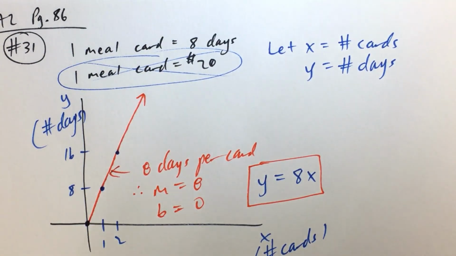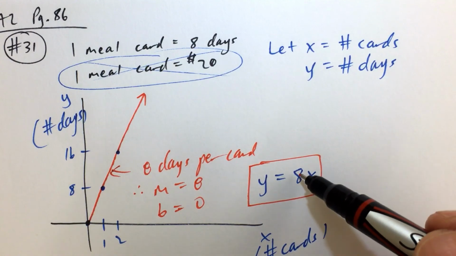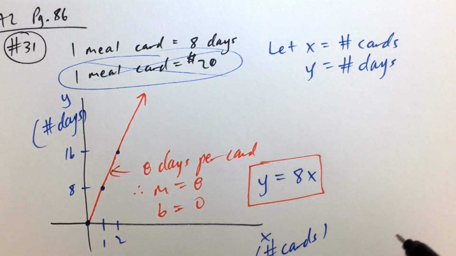So the number of days that you get to eat is 8 days times the number of cards that you have. And that's it. There's the graph, there's the equation, and we're done.